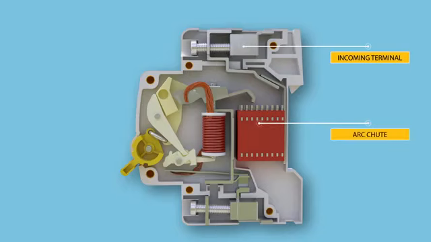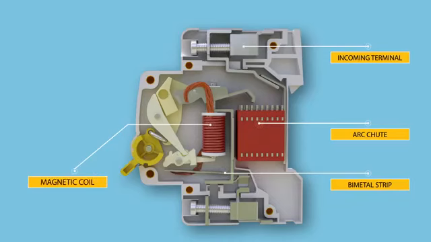Next part is arc chute. Arc chute is a stack of mutually insulated parallel metal plates which divide and cool the arc. Bimetallic strip is part of thermal tripping arrangement, around which a heater coil is wounded to create heat depending on the flow of current. Magnetic coil is part of thermal tripping arrangement, where in case of short circuit or heavy overloads, strong magnetic field is produced in the coils.